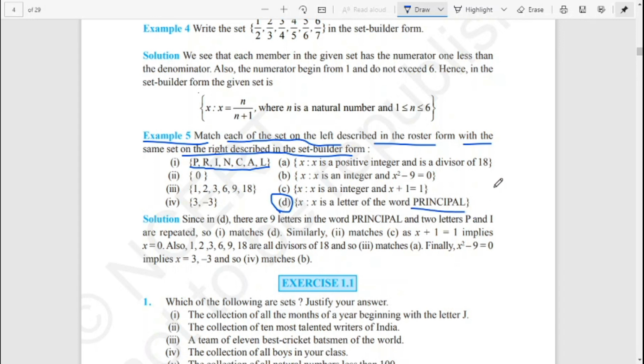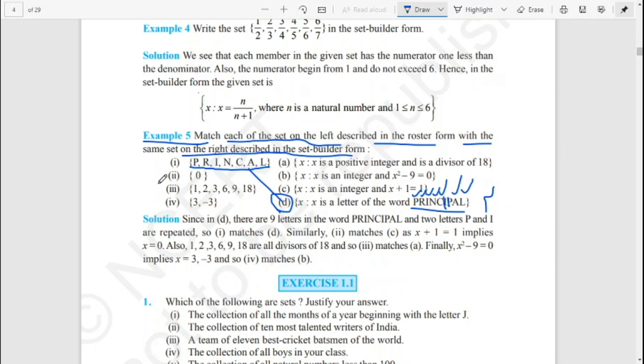Let us form this set. So what will we get? It will include P, R, I, N, C. It won't include this I, it's already there. Then we have P again, so it won't repeat, we won't be repeating it. Then we have A, L. Same elements are there, right? So it matches D.